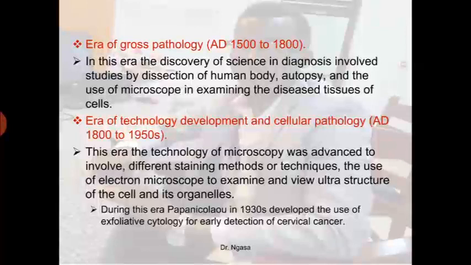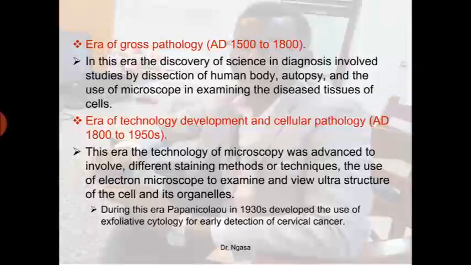So another era, another period was the period of gross pathology, which was during the Anno Domini 1500 to around 1800s, where in this era, the discovery of science in diagnosis involved the studies by dissection of human body, the autopsies, and the use of microscope in examining the diseased tissue of cells. So there are some advancements during this period.